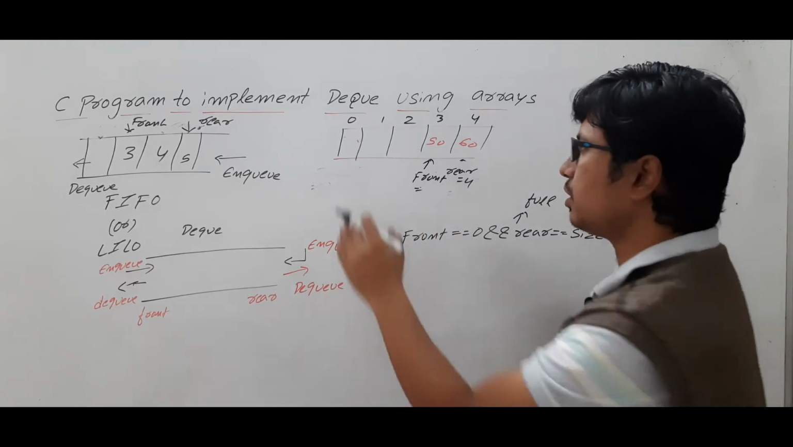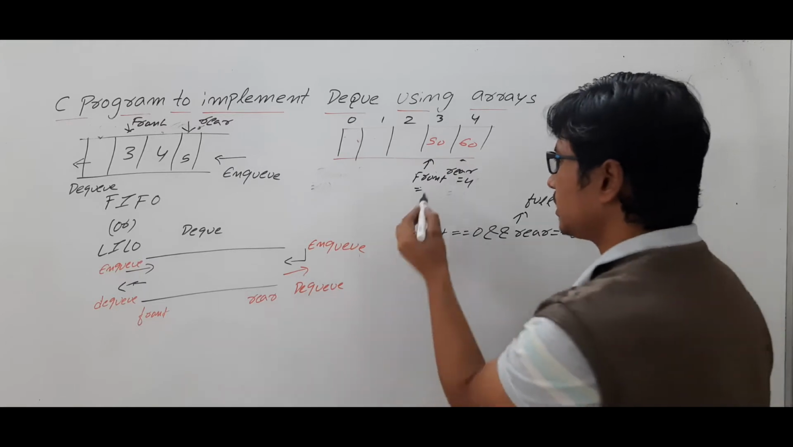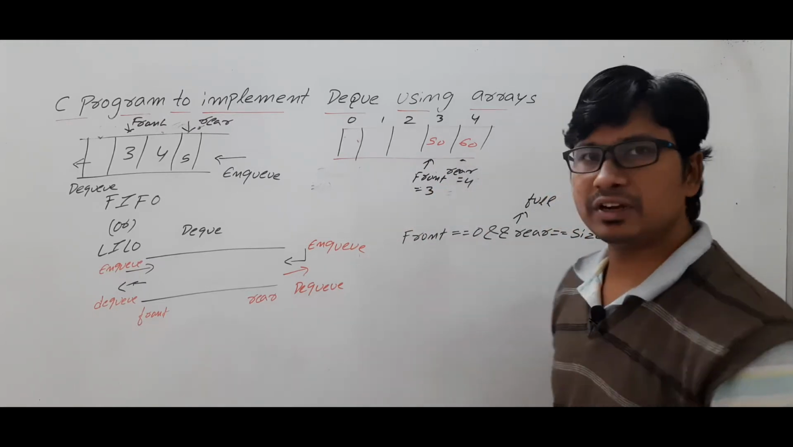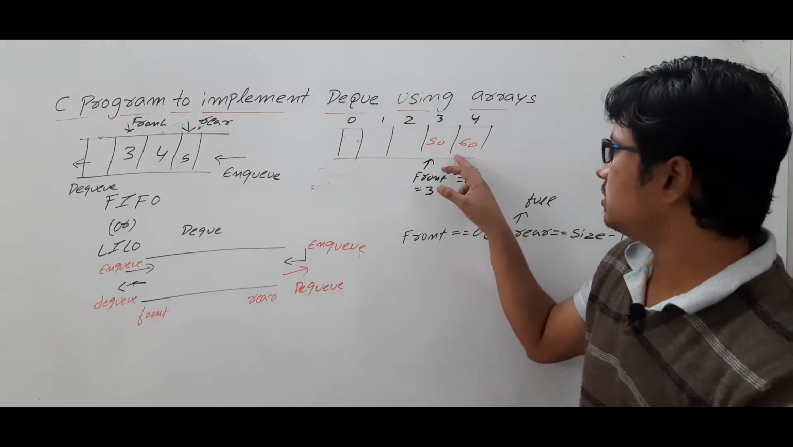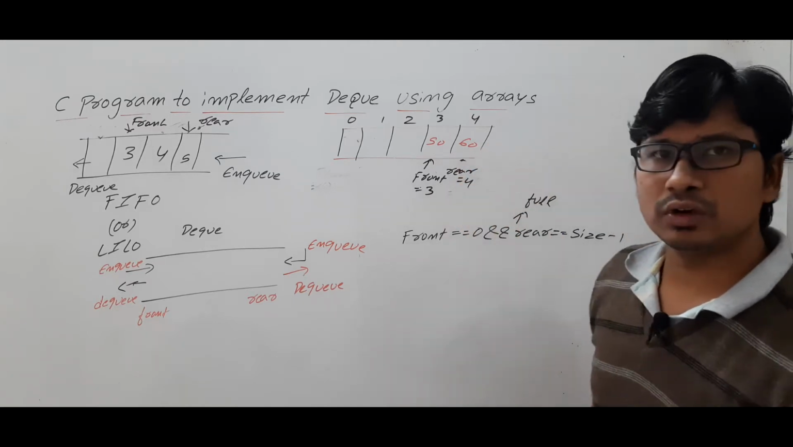Okay, you have started dequeuing from the front. It is possible. So front is equal to 3 and rear is equal to 4. Now someone has asked you to enqueue at the rear, meaning that you want to insert the element after the 60. Now rear is equal to 4.